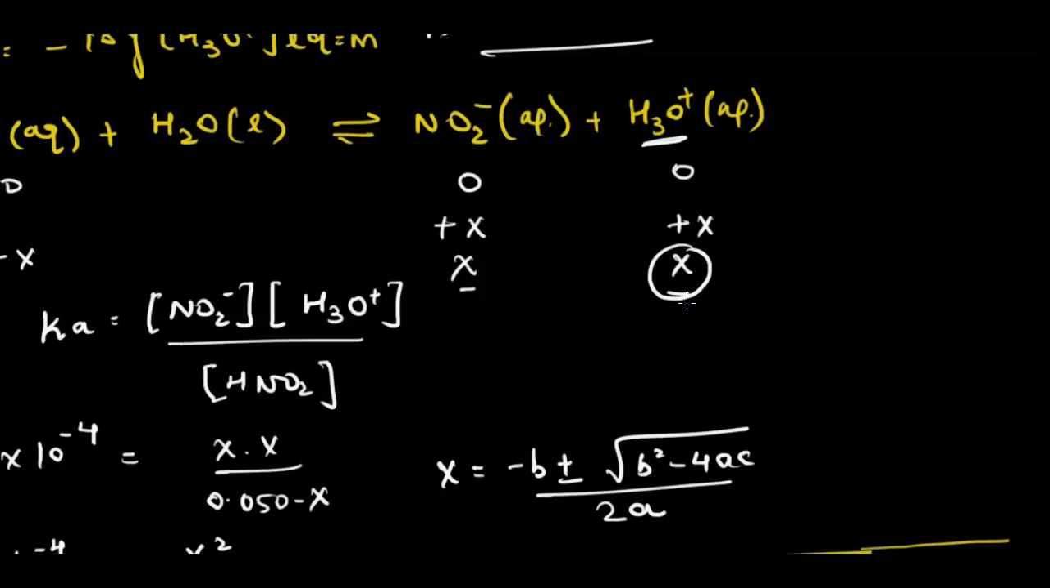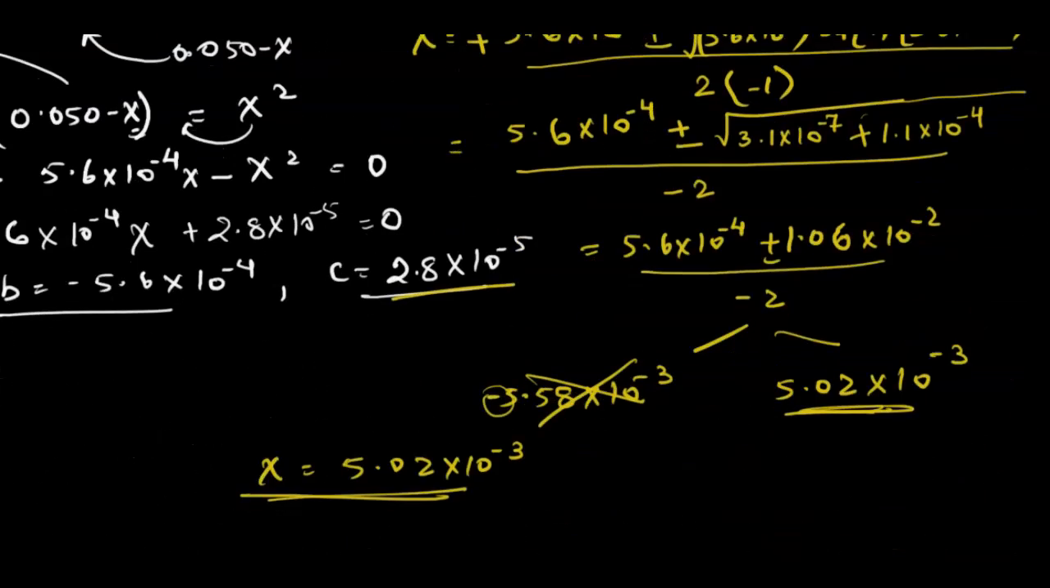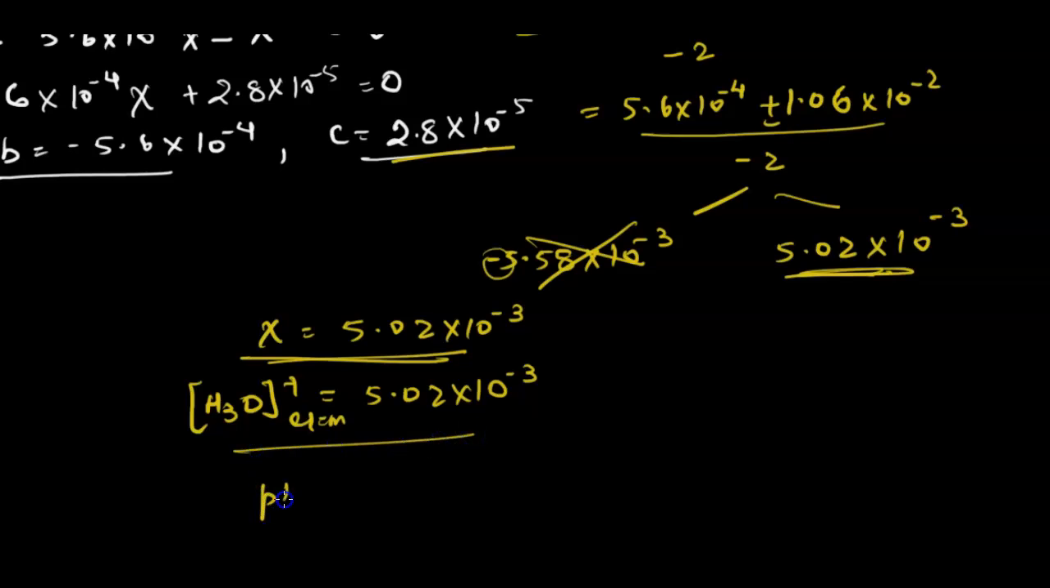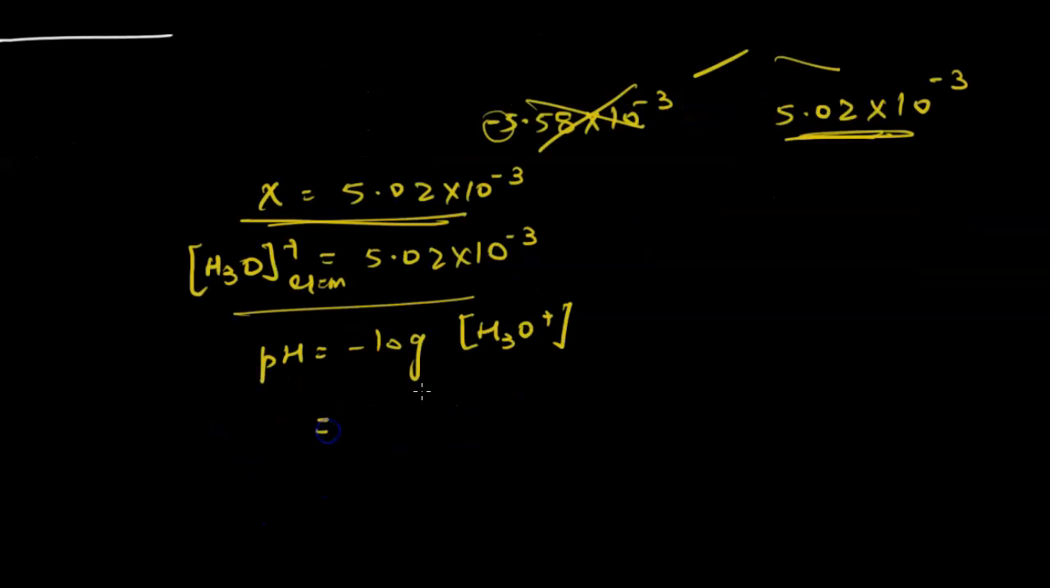Therefore, we know x is the concentration of hydronium ions at equilibrium, and then we can use this value to find the pH. And the pH that we would get by substituting this in here is equal to 2.3. So this is how we determine pH once we are given Ka as well as the initial concentration of a weak acid.